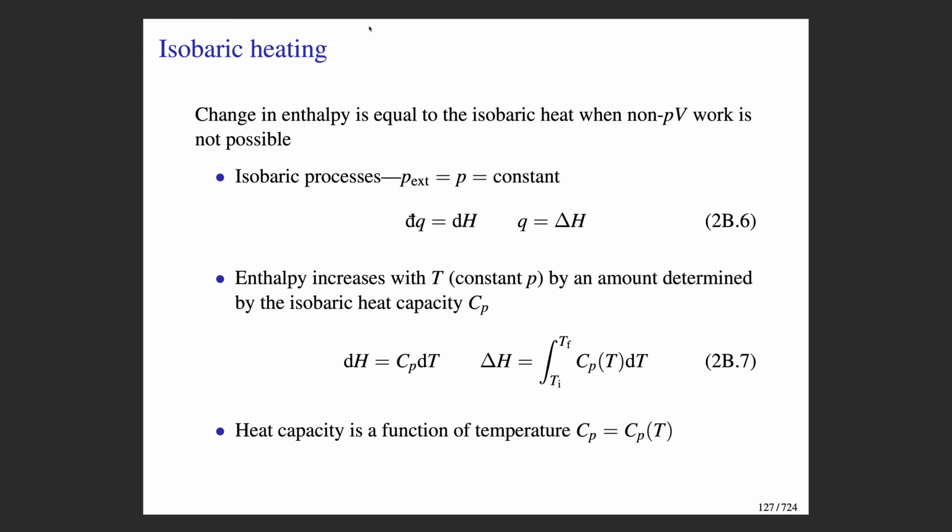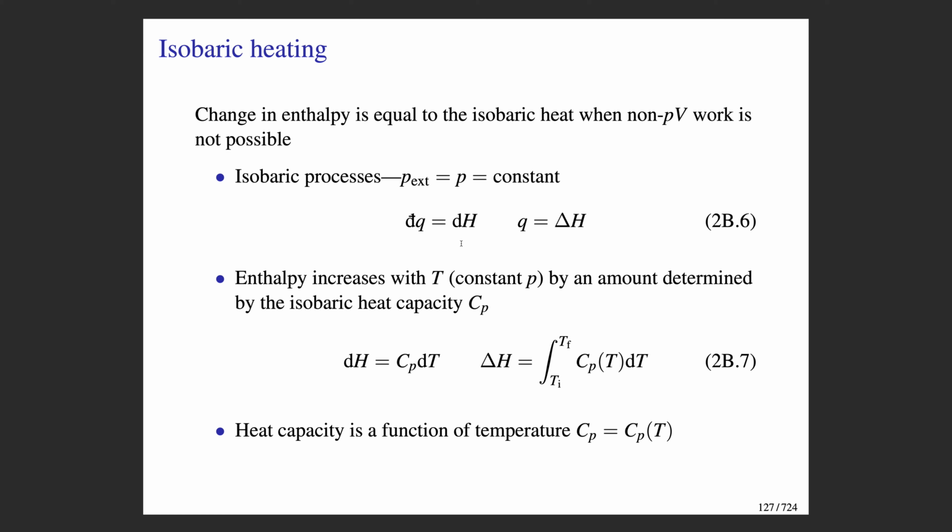What we're going to find in the case of isobaric heating is that the enthalpy change for the process equals the isobaric heat. So the change in enthalpy is equal to isobaric heat when no non-PV work is possible. The external pressure is constant. In this case, we can write it infinitesimally or as a finite change, it doesn't matter. We have this result.